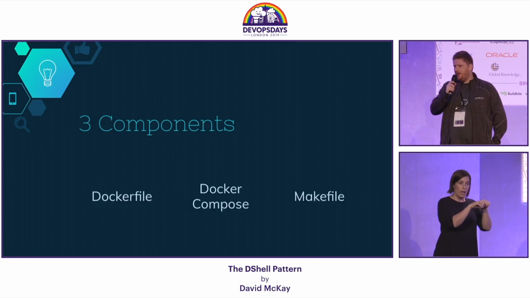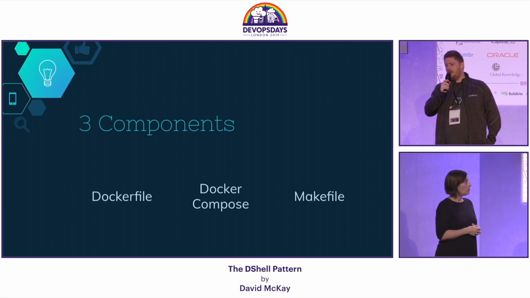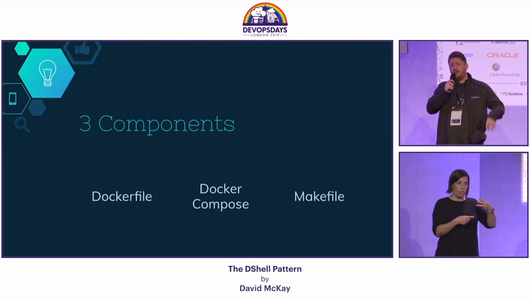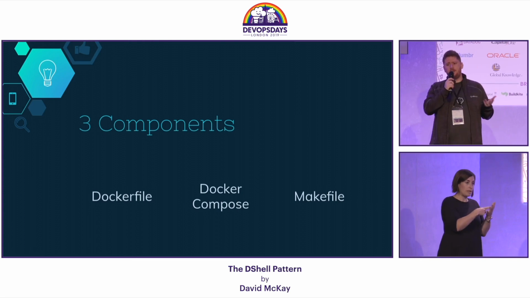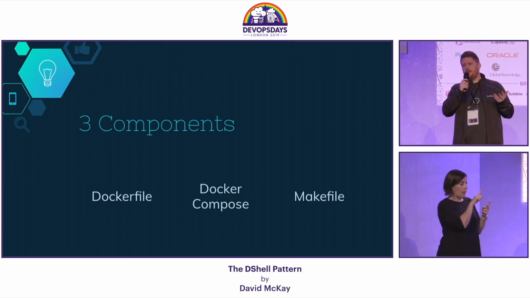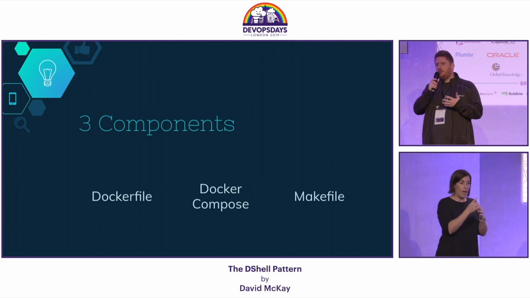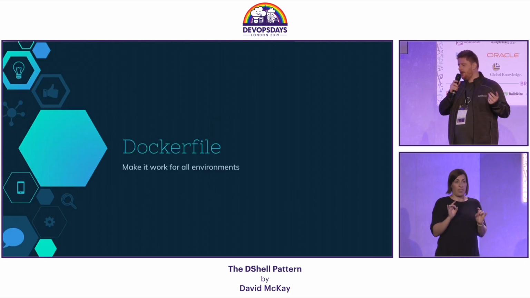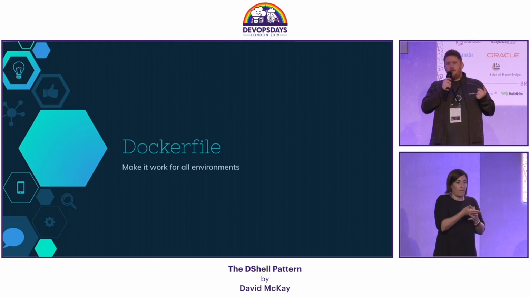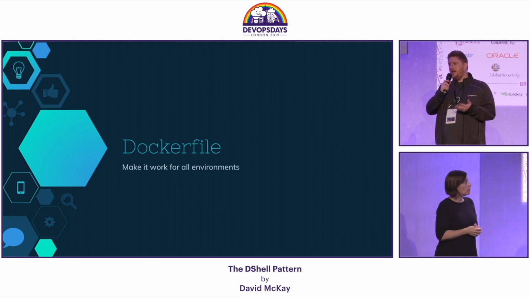So the DShell pattern, like I said, is very simple. Hopefully, most of you have a Dockerfile inside of your repo already. Hopefully, you've got a Docker Compose file that you can orchestrate any third-party dependencies, such as databases. And all I really want you to do is to add a Makefile. Nice and simple. But first, what I want to make sure is that the people that do have a Dockerfile are going to add a Dockerfile.